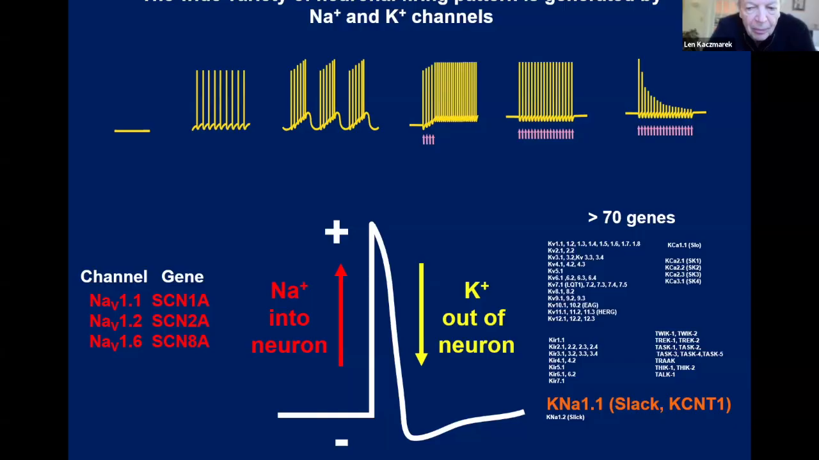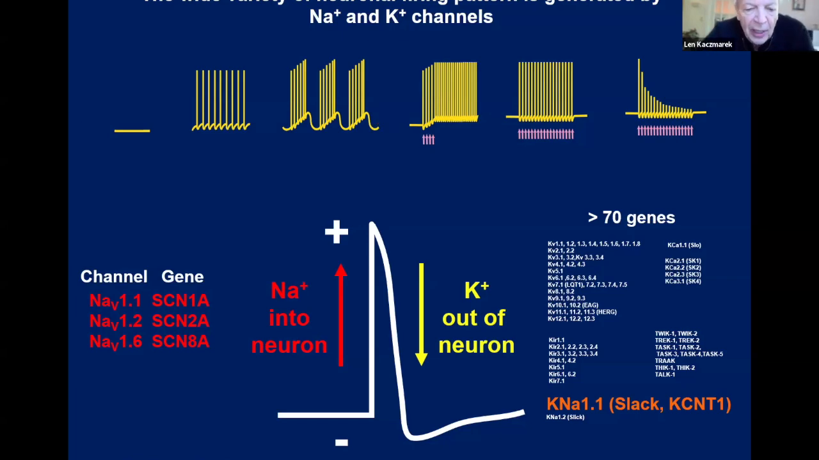Let me start by saying that each neuron in the brain has a very distinct electrical personality. Some neurons don't do much unless they're being stimulated. Some can generate various different types of electrical patterns, and it's really a massive number of different ways that a neuron can fire, even when it's not being stimulated.